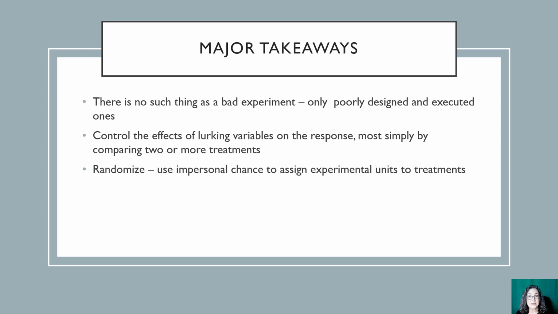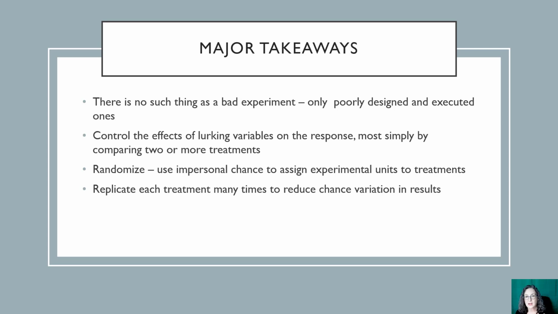You want to be sure always that you randomize. You want some impersonal chance approach to assign the experimental units to treatments. Not just, I feel like doing this one next. Have a plan in advance. Maybe you had a random number generator create your ordering, or maybe you're flipping coins. But randomize. You want to replicate, so you always want to do repetition of your treatments as many times as you need to so that you minimize that error. 3 to 5 times is typically a minimum that you want to do on any of our experiments.